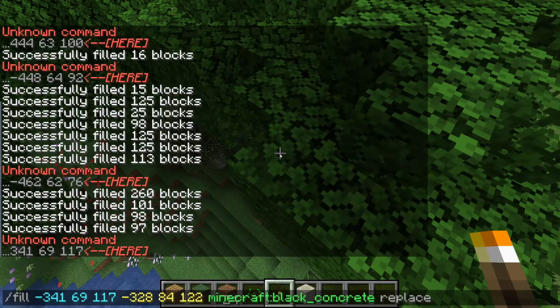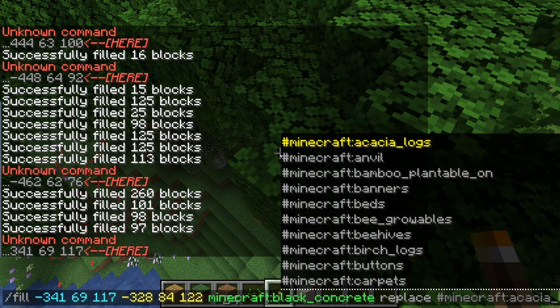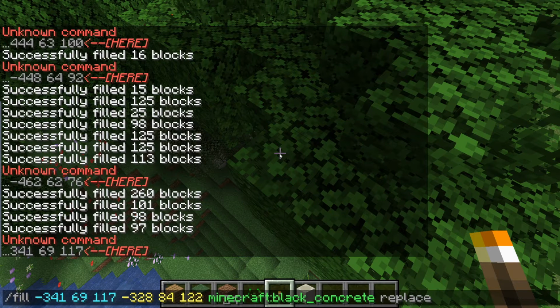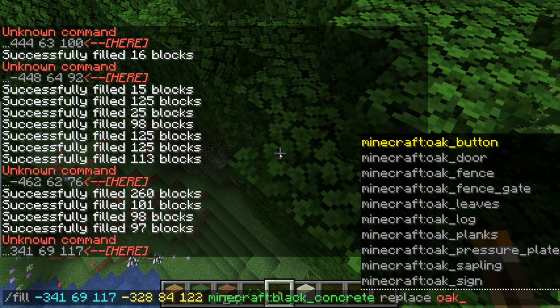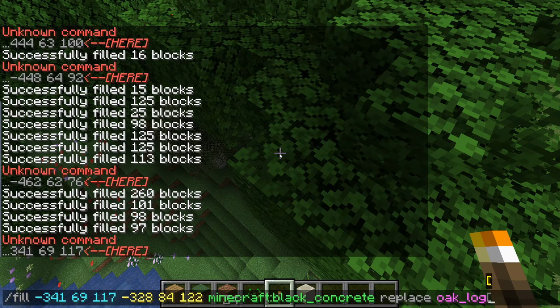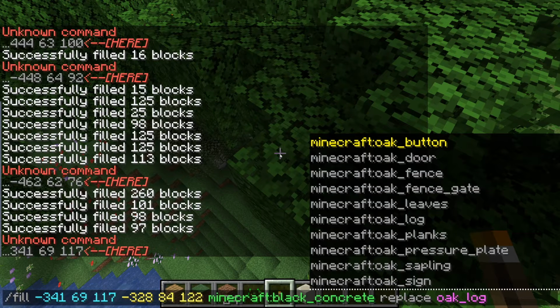But the replace command is super useful. Again, I cannot stress how useful this thing is when you're building. So, moving on to the font of this command, you see the hashtag right before the Minecraft? Well, you don't really have to do that. You can just put oak log. It doesn't matter. You don't have to put hashtag Minecraft. See, look, even when I put it over here, it just says Minecraft.